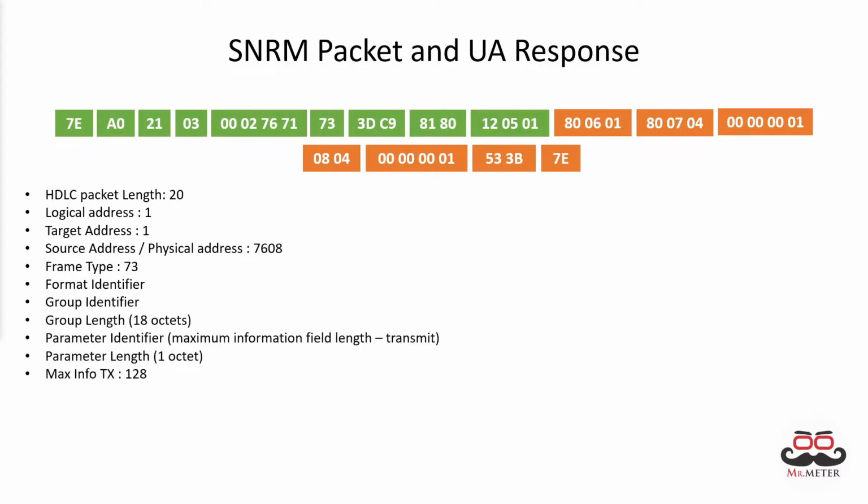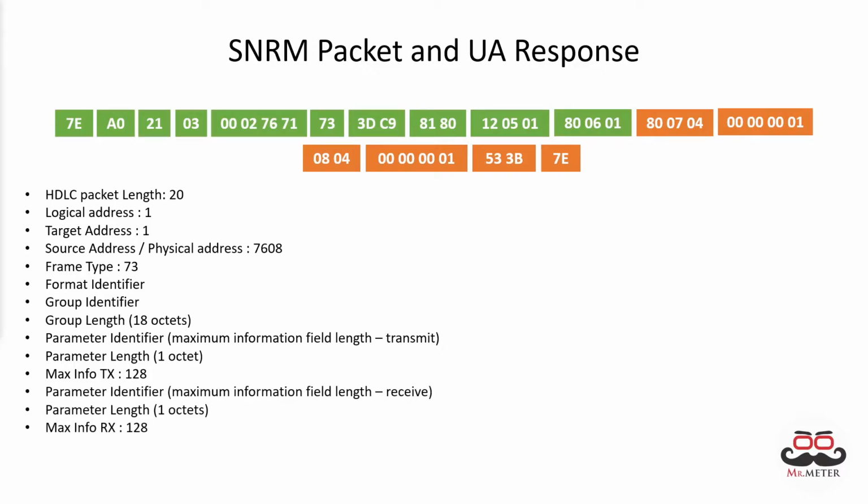The next part of the packet contains 12 as group length, which translates to 18 octets, and 05 as the maximum information field length for transmit, and finally the parameter length, which is 01, which translates to 1 octet. This means that the maximum TX information field length is 128.